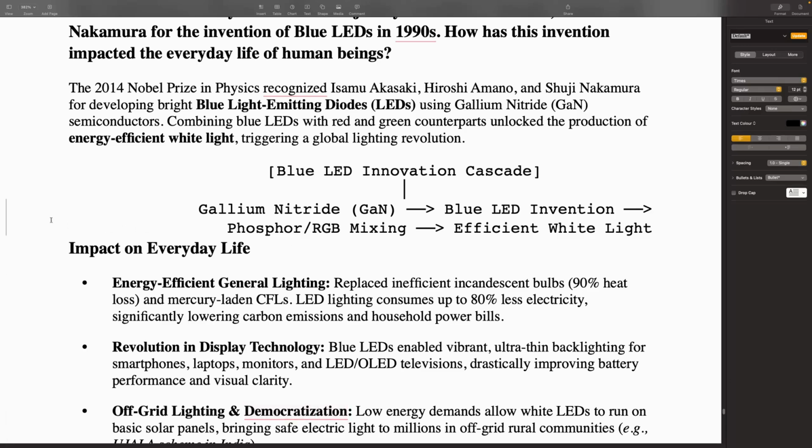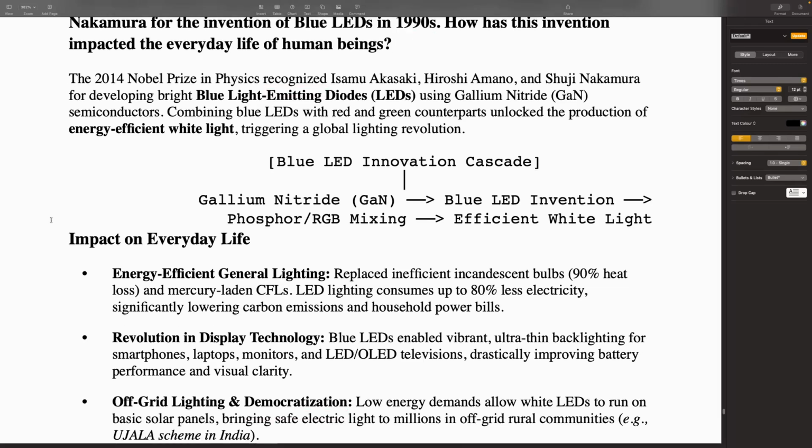The 2014 Nobel Prize in Physics recognized Isamu Akasaki, Hiroshi Amano, and Shuji Nakamura for developing bright blue light-emitting diodes using gallium nitride semiconductors. Combining blue LEDs with red and green counterparts unlocked the production of energy-efficient white light, triggering a global lighting revolution. Impact on everyday life.